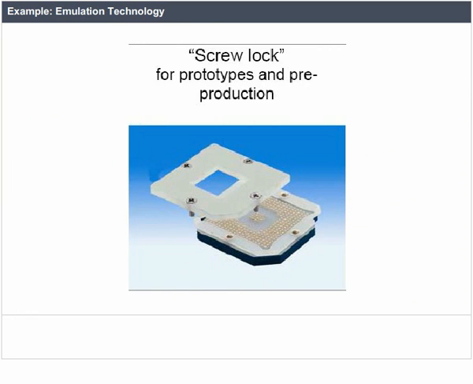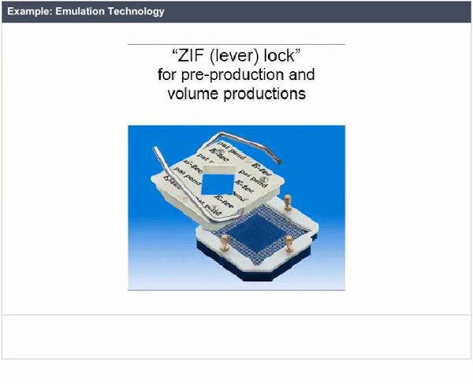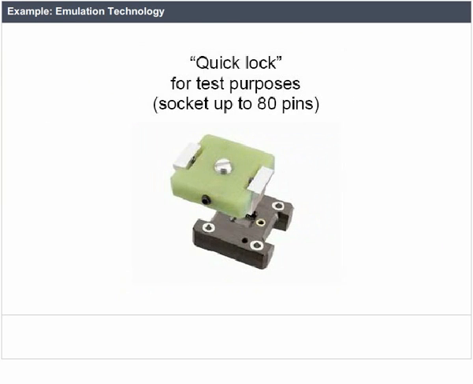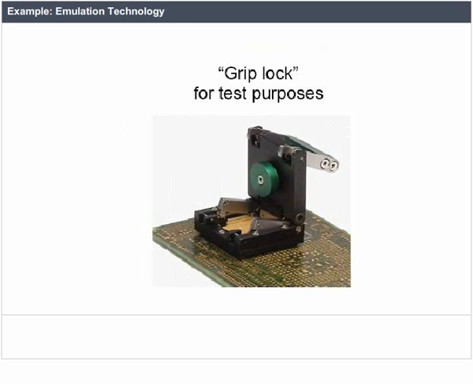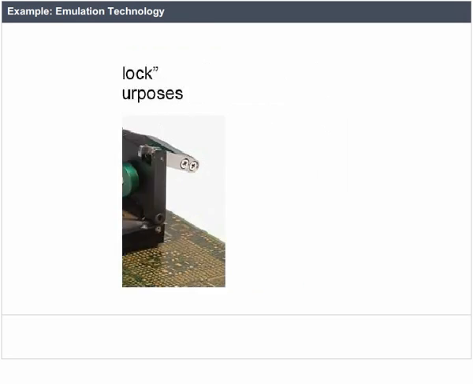Screw lock for prototypes and pre-production. ZIF, lever lock for pre-production and volume production. Quick lock for test purposes, socket up to 80 pins. Quick lock for test purposes, socket as of 81 pins. Grip lock for test purposes.